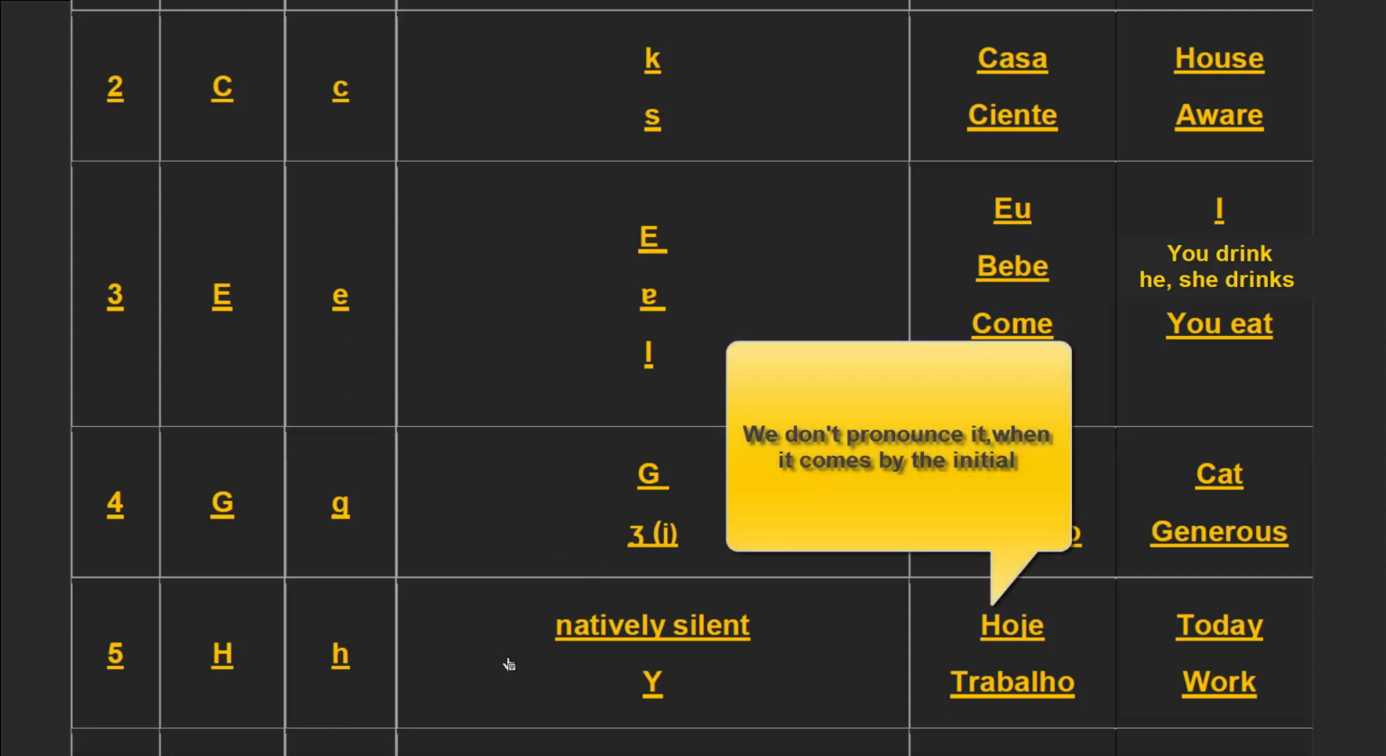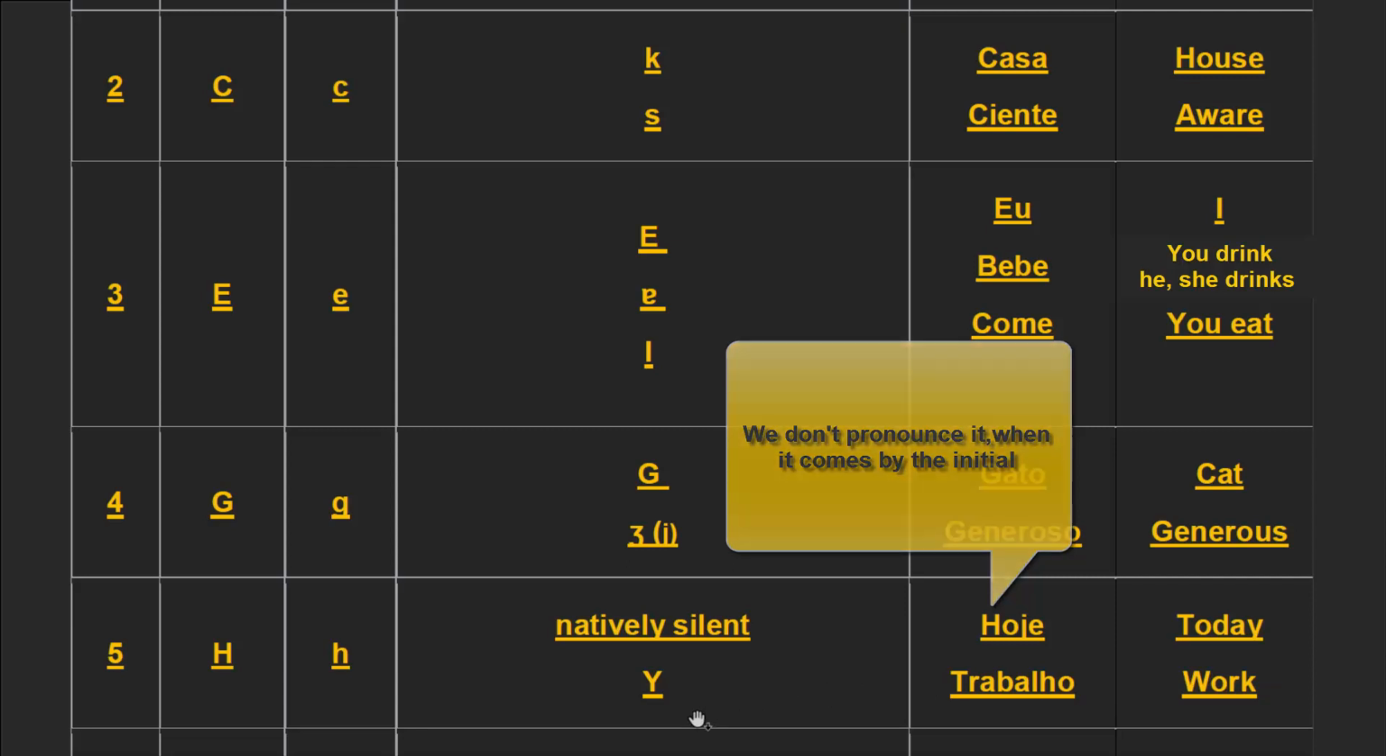Then we have letter H, which has two pronunciations in a word. The first one is natively silent, so we don't pronounce letter H when it comes at the beginning of the word, or in the initial. The example that we have here is the word "today", which means in Portuguese hoje, hoje.